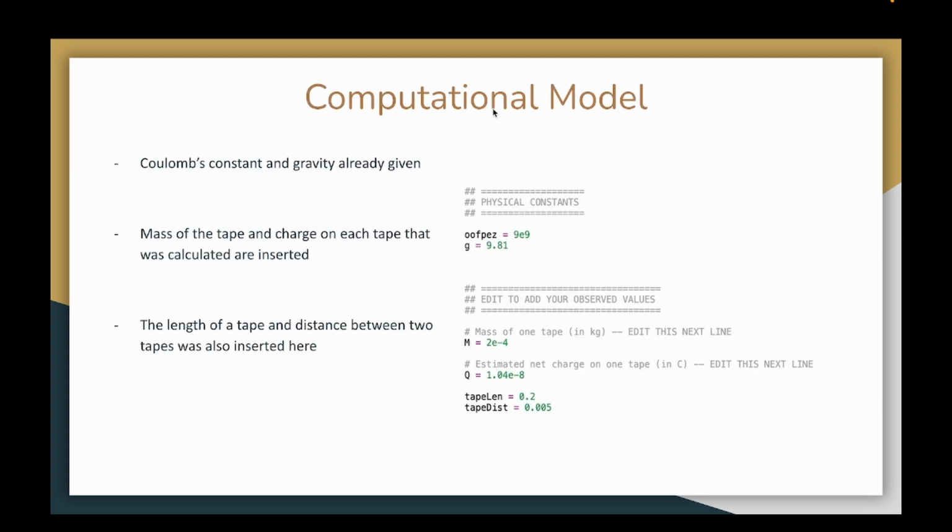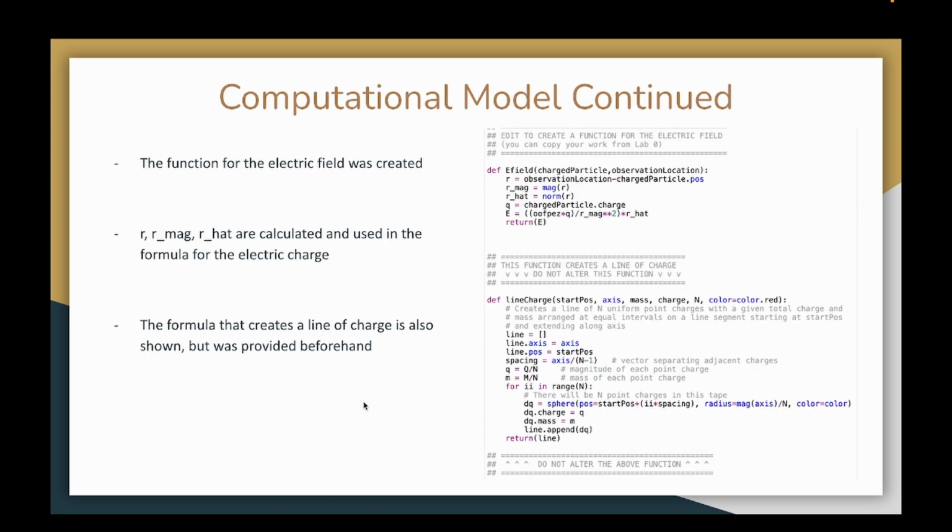And so now the computational model. Coulomb's constant and gravity are already given here. The mass of the tape and the charge on each tape that was calculated are inserted down here. And the length of the tape and the distance between two tapes is also inserted down here. And this is the constant section. And so now here you have the electric field function that I created. Basically I inputted r, rmag, and r hat and used that in the formula for the electric field. And down here is a function already given, and basically it just creates the lines of charge.